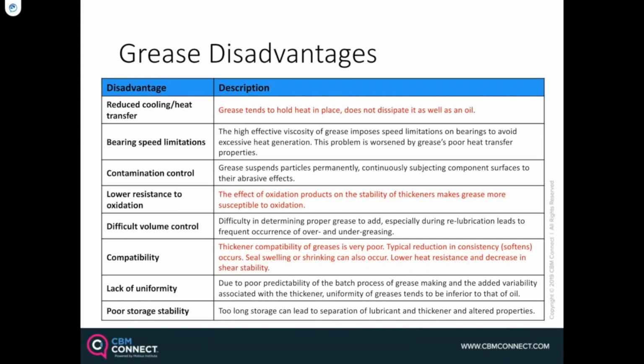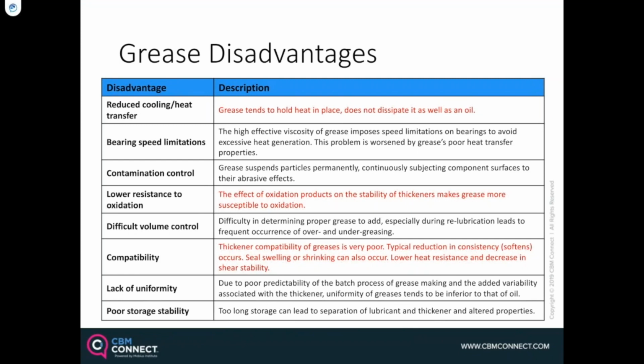Volume control, very little science is being used for a lot of plants about how much and how the equipment is being lubed. It's being done that way because it's always been done that way. I actually think this is an opportunity for many people to go in, look at the application, and put a little bit of some routines and some procedures around that sort of thing to improve it. Talked about the compatibility of it, lack of uniformity. If you're not buying grease from a reputable grease manufacturer, certainly the quality of that incoming grease can vary.